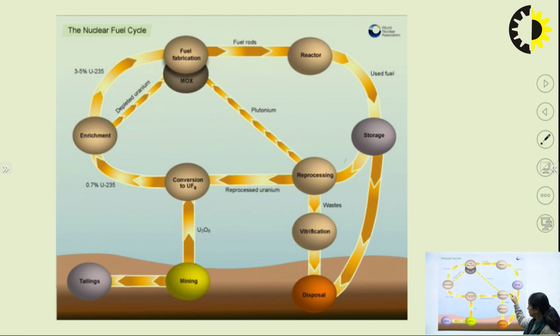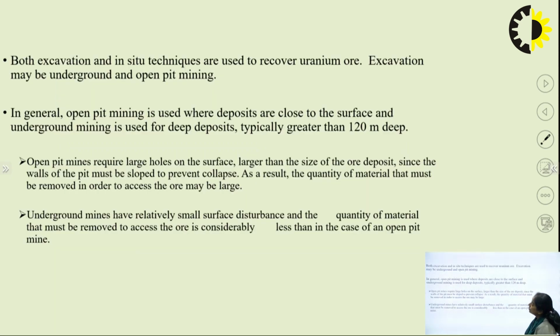So next, in the reprocessing process there are also some nuclear wastes, so those will be sent for vitrification, and then after vitrification is complete, the nuclear waste will be sent for disposal. So this represents the complete nuclear fuel cycle. Here both excavation and in situ techniques are used.